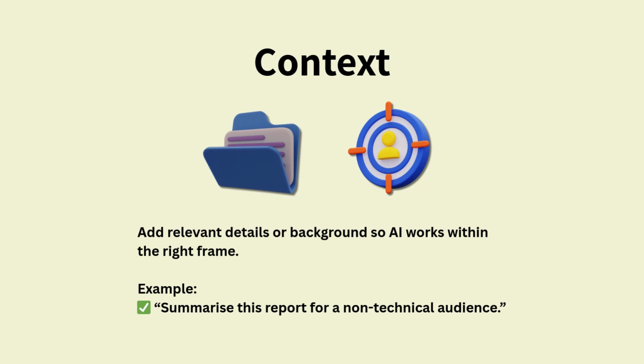Context is what makes a prompt relevant. It's the background or details that shape the answer. For example, summarize this report for a non-technical audience gives the AI a clear frame of reference.